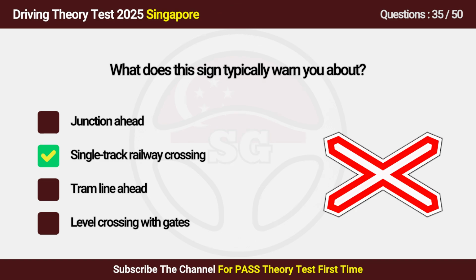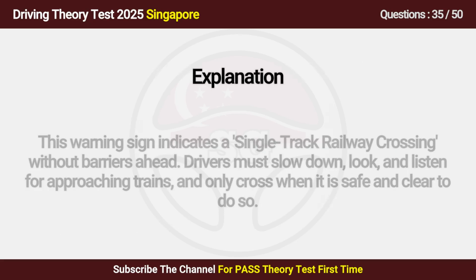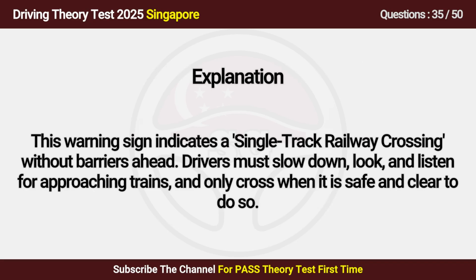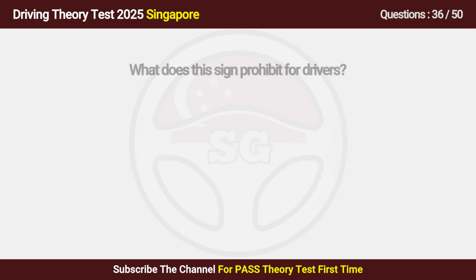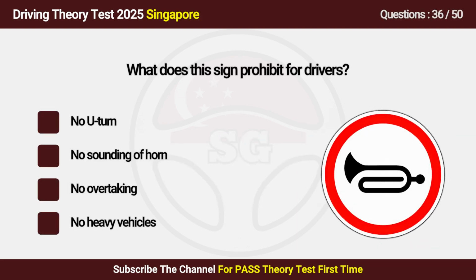Answer is B. Railway crossing. This warning sign indicates a railway crossing without barriers ahead. Drivers must slow down, look, and listen for approaching trains, and only cross when it is safe and clear to do so.